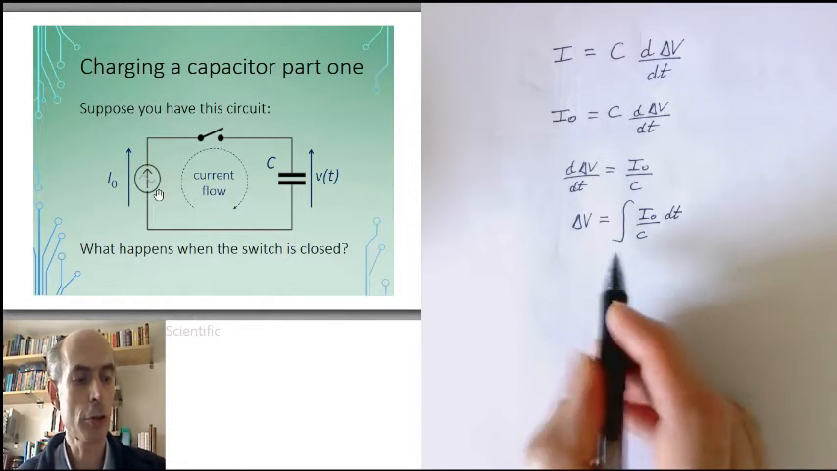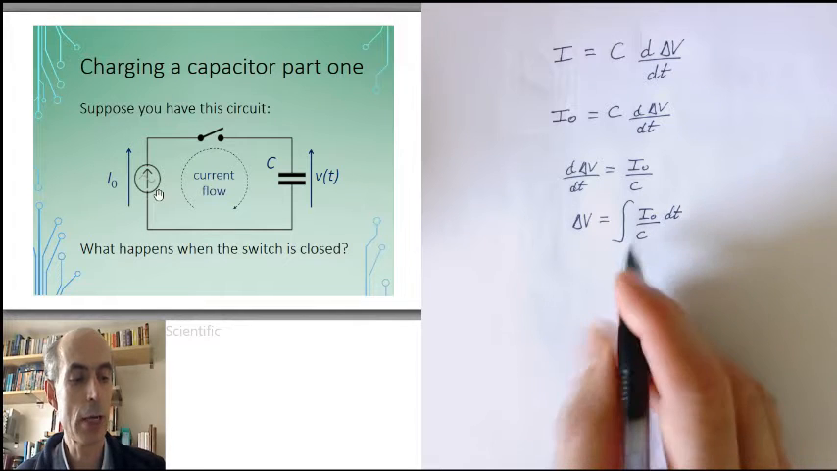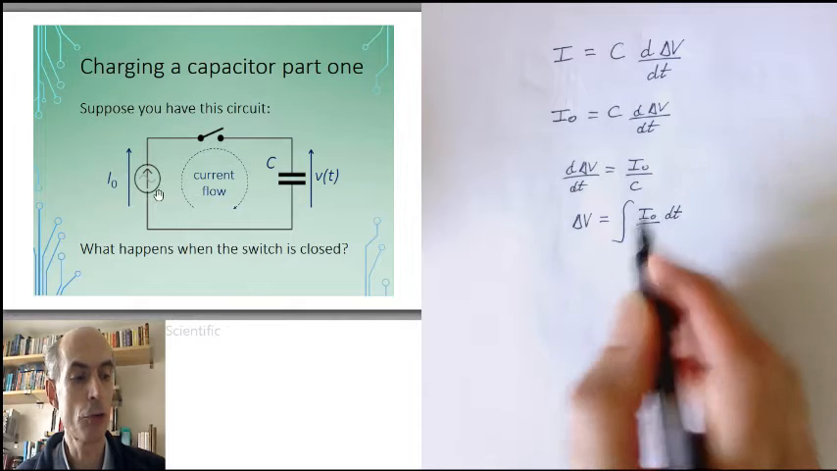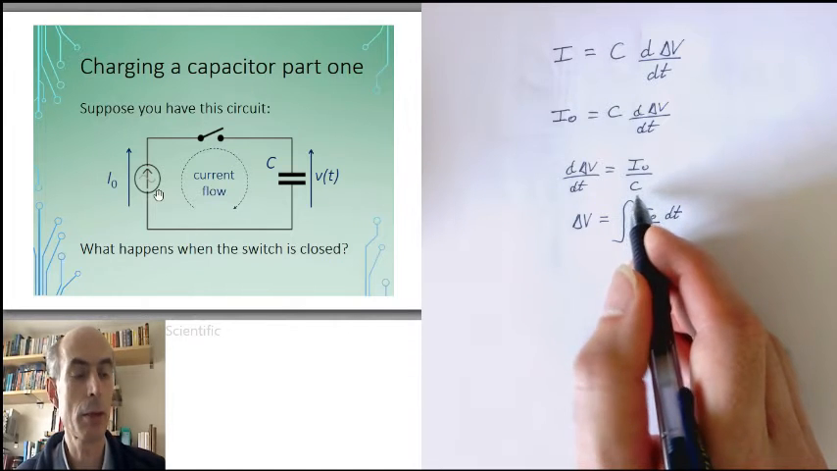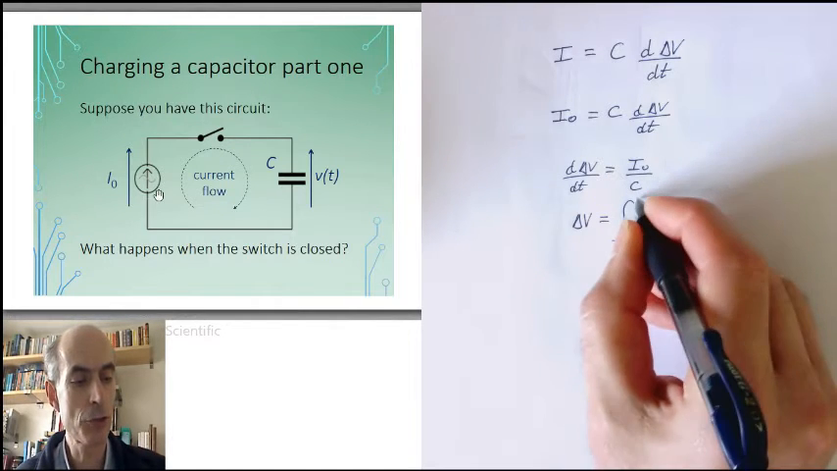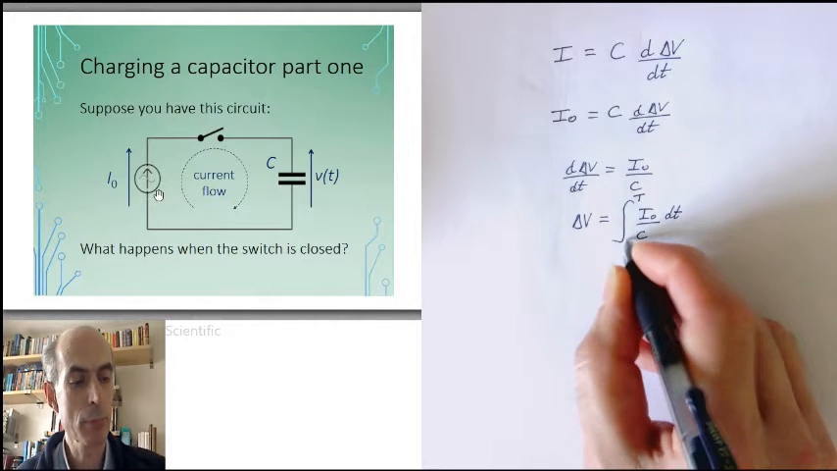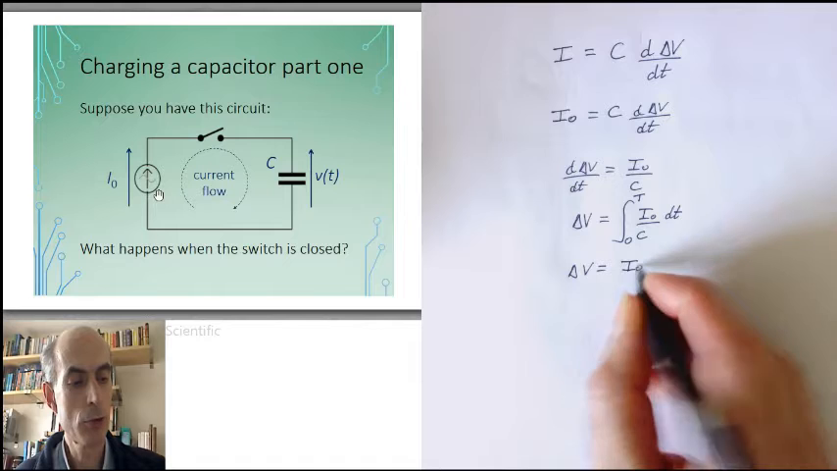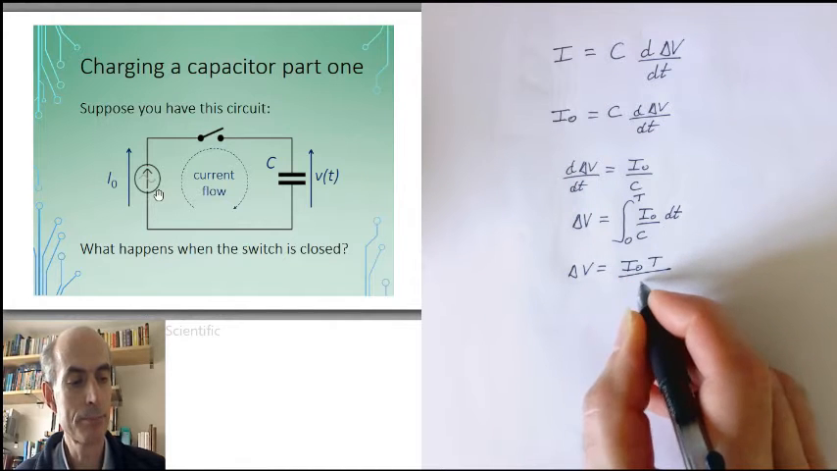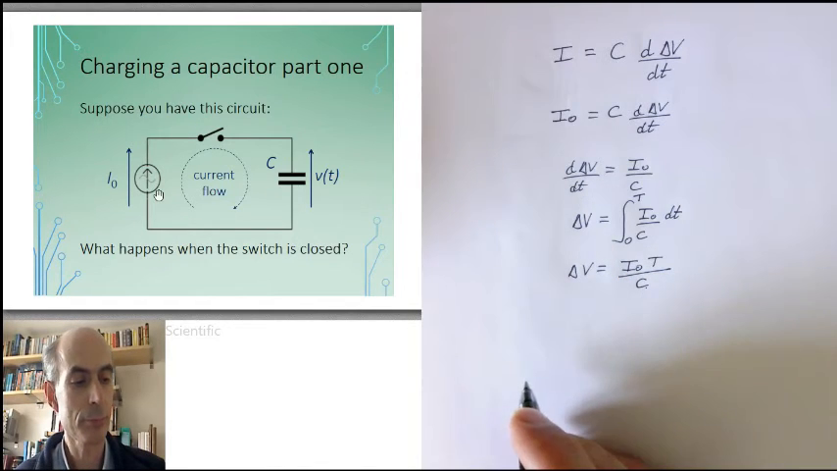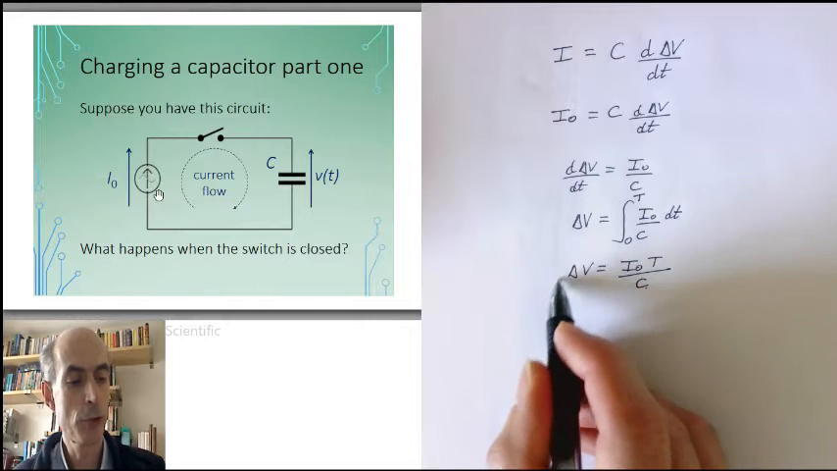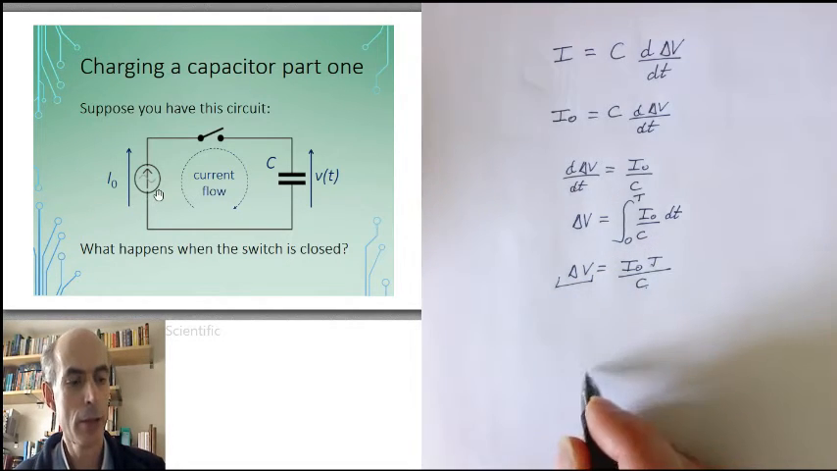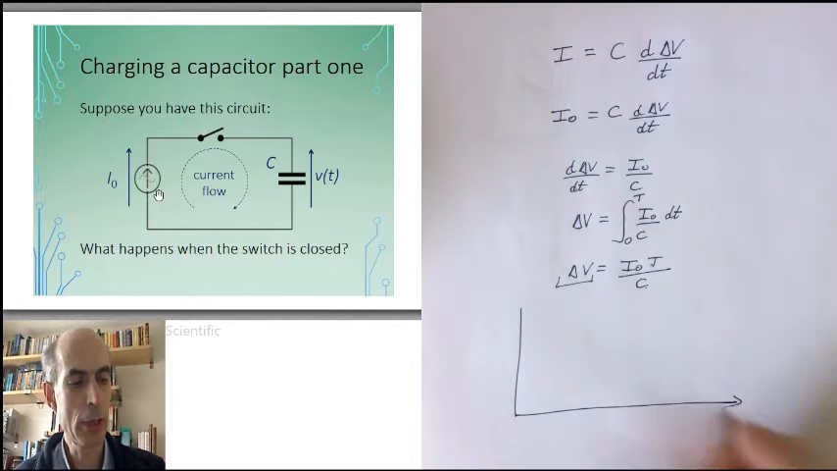The voltage across the capacitor starts at 0, at time 0, and will just carry on to whatever time I'm interested in, or maybe call that time capital T. So delta V equals I0 T over C. That suggests that the voltage across the capacitor is linearly related to time. So if I were to plot them, I would get something like this.